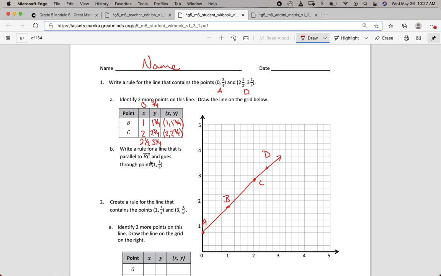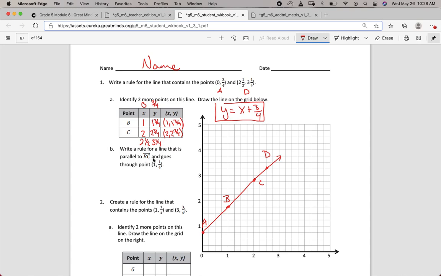Find a rule for a line that is parallel to BC. So draw the line grid below. So here we've got y equals x plus 3/4. Okay? You see that rule right there? So if x is 1, 1 plus 3/4 would be 1 3/4. That's the y. And if x is 2, 2 plus 3/4 is 2 3/4. If x is 0, 0 plus 3/4 is 3/4. Okay? So there we go.